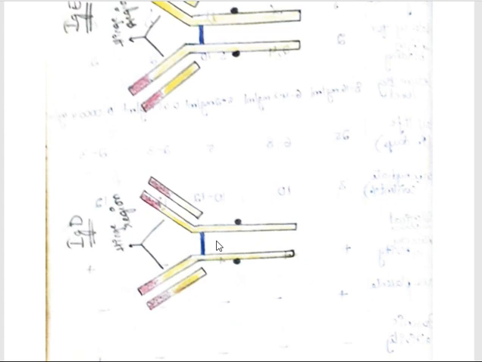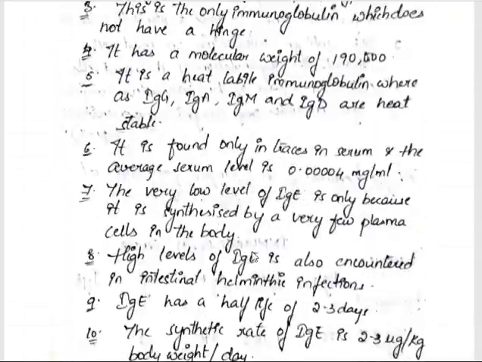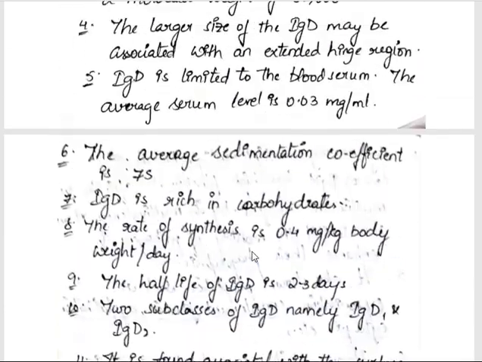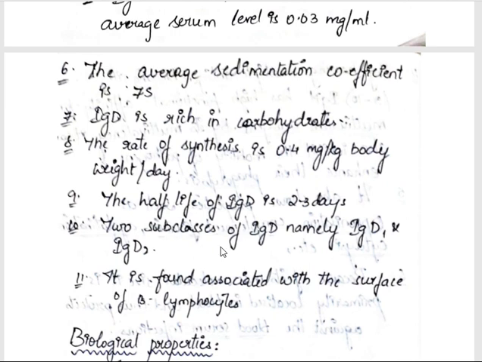IgD is limited in the blood serum. The average serum level is only about 0.03 mg per ml. So this is why it is very limited in concentration. Okay, and the average sedimentation coefficient is 7S. As it has a 4 polypeptide chain, it is 7S only. And IgD is rich in carbohydrate, that means it has a larger quantity of carbohydrate, and the rate of synthesis is 0.4 mg per kg body weight, and its half-life is only 2 to 3 days. It also has a very short life span.